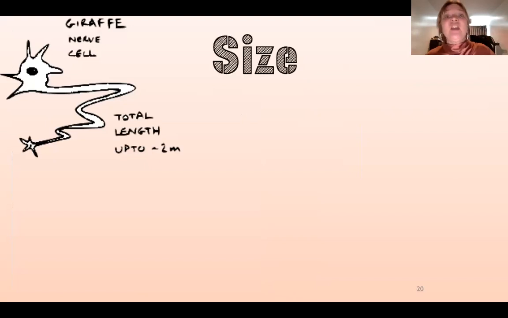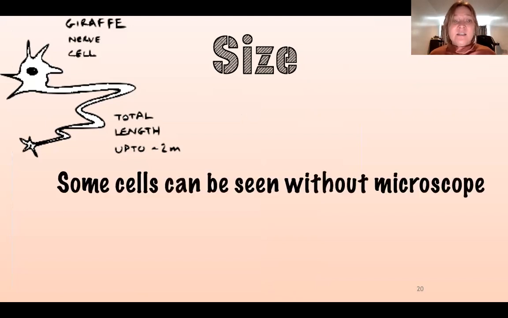Okay, so that is the shapes of cells and how diverse they are. The second aspect of cells I want to talk about is their size. Some cells can be seen without a microscope. If you ever eat sushi and you get like the California rolls, let's see if I can find a picture of it. I'm sure you know what I mean.